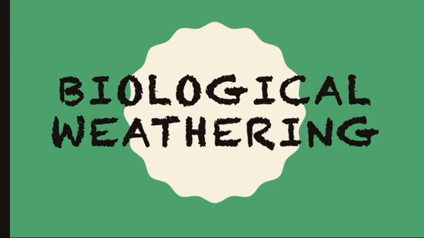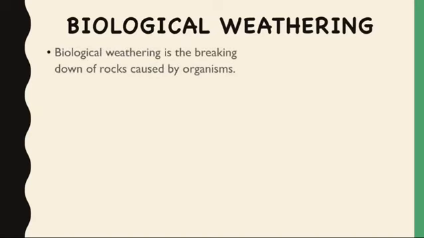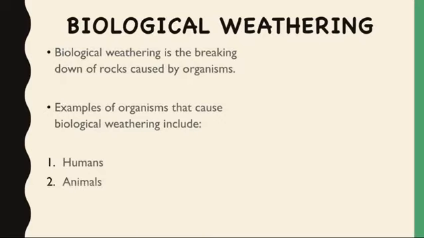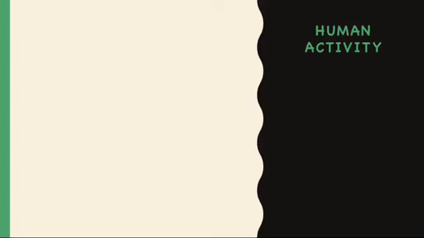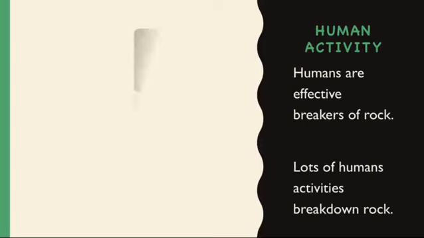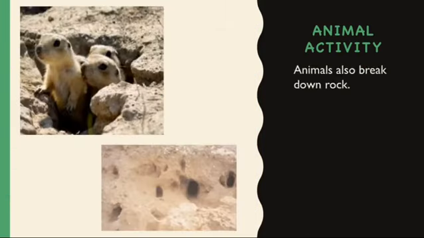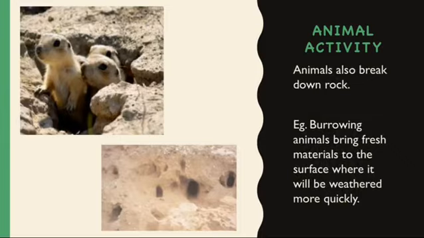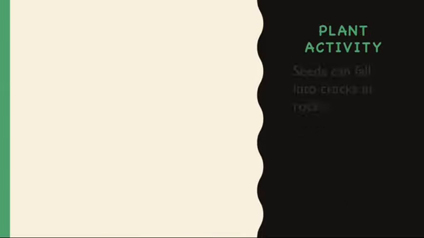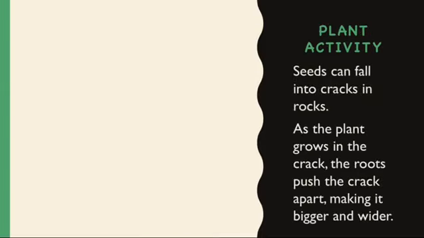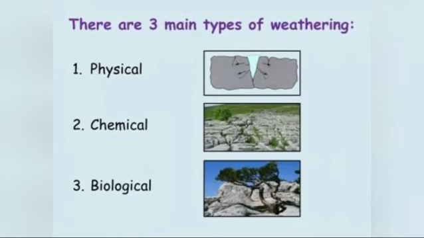Finally, biological weathering. This occurs due to three factors: humans, animals, plants. Human activities, you may be knowing, are mining, quarrying, construction works. Animal activities: burrowing animals will create a hole inside the land. Plants: due to the growth of roots, there is a crack in the rocks. Hope you people are clear with all the three types of weathering: physical, chemical and biological.